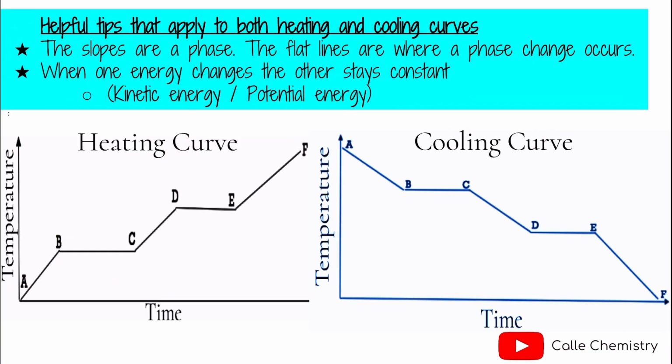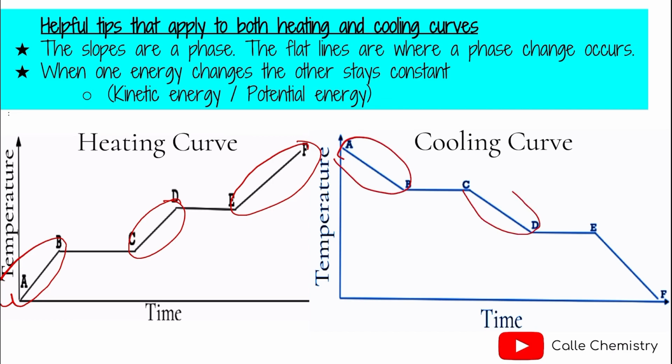Now that we did both the heating and the cooling curves, I want to mention some helpful tips that apply to both heating and cooling curves. If you look back, the slopes represent only one phase. So it's either a solid, a liquid, or a gas. It only represents a phase. So for the heating curve, for instance, it's solid, liquid, gas. Over here was gas, liquid, solid. And then the flat lines is where the phase change occurs.